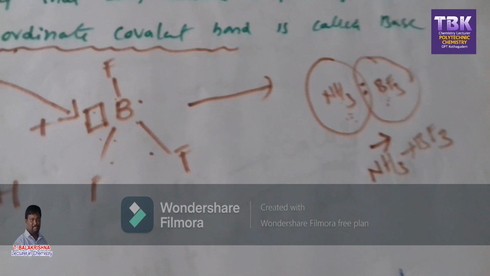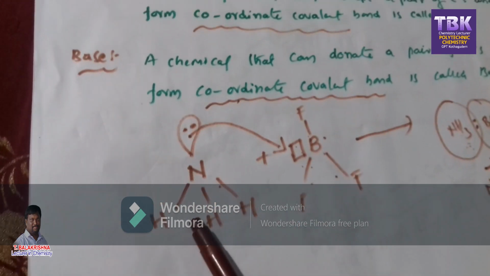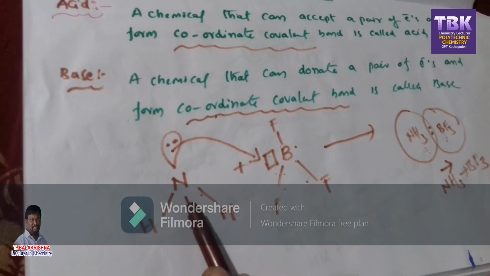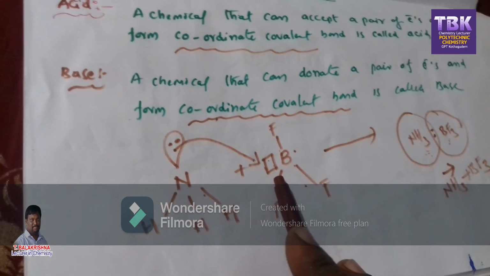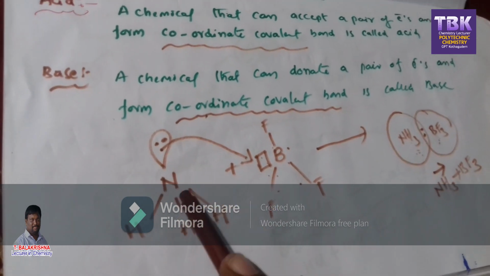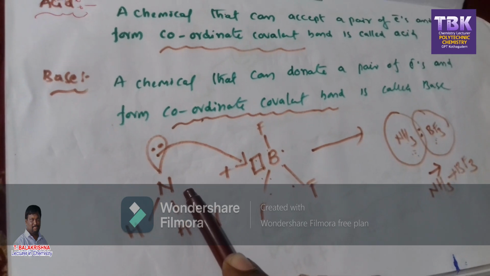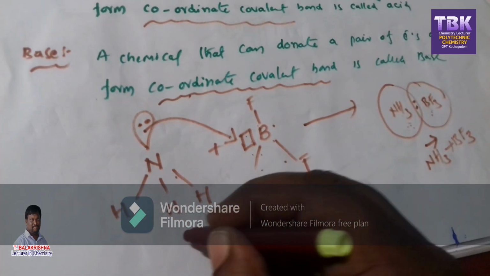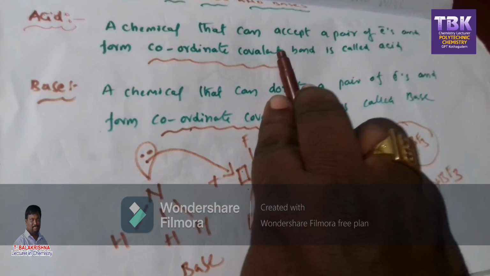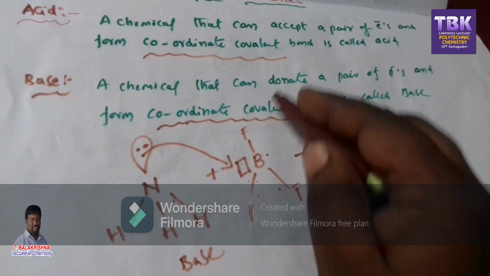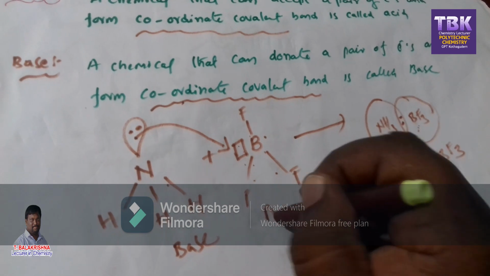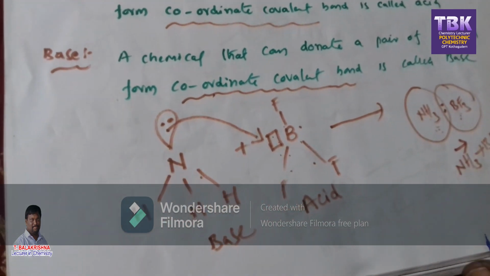Is it clear? So in this example, which donates the pair of electrons? Ammonia donates the pair of electrons, or rather it contributes the pair of electrons, and that pair is shared by both the molecules. So according to the definition, ammonia is a base. The chemical substance which can accept the pair of electrons is called acid. Here boron trifluoride is ready to accept the pair of electrons and form coordinate covalent bond, so boron trifluoride is an acid.